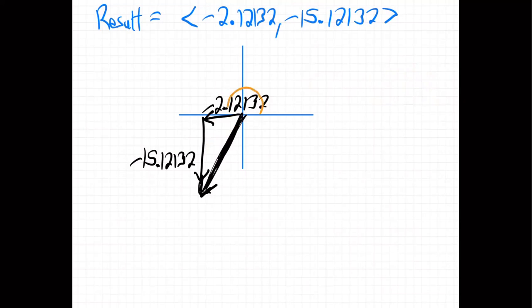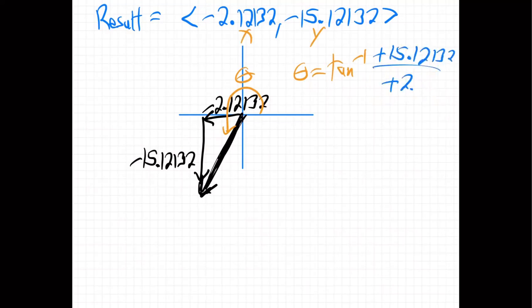That'd probably be easier for you. I was being too casual. What do the notes say? To find the angle theta, it's tan inverse of absolute value y over x. So you take the positive 15.12132 over positive 2.12132. Hit the buttons on your calculator. I'm going to do that right now. Make sure you're in degree mode, because we're trying to get a degree angle. And I'm getting 82.01427 degrees.